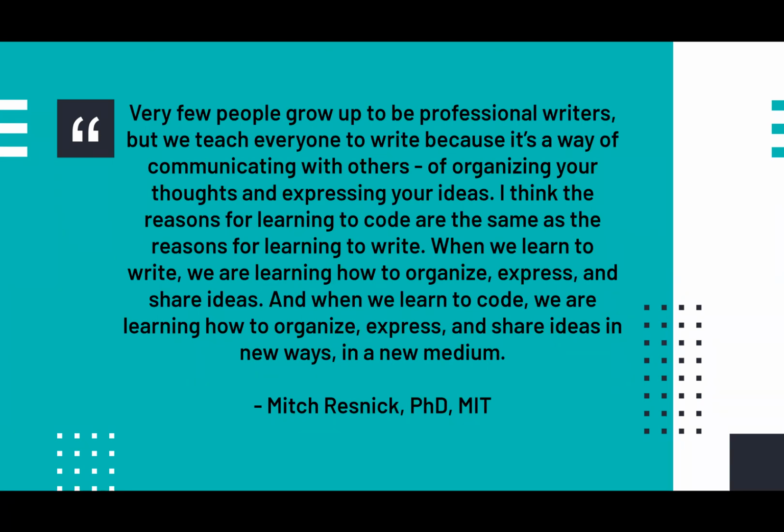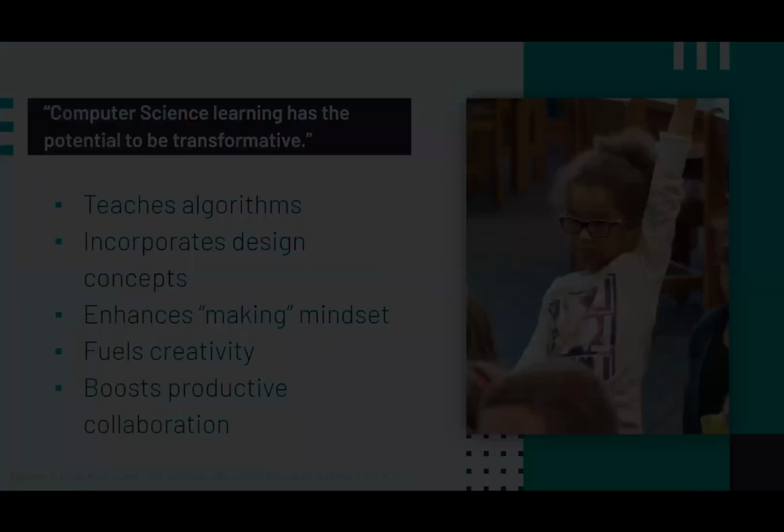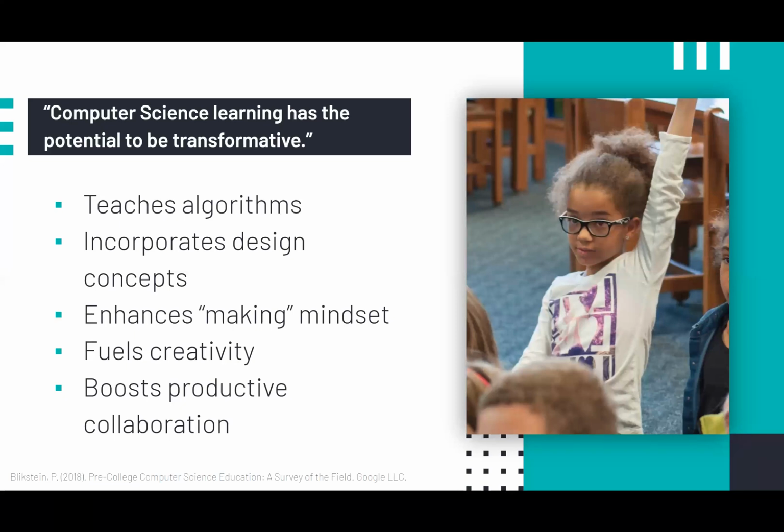So we train people in language arts, not because they're going to grow up and be journalists or novelists. And we train students in math, not because they're going to be actuaries or math teachers or mathematicians, but these are critical literacies for all of our students to have to be successful citizens in the future. Computer science has the potential to be transformative.